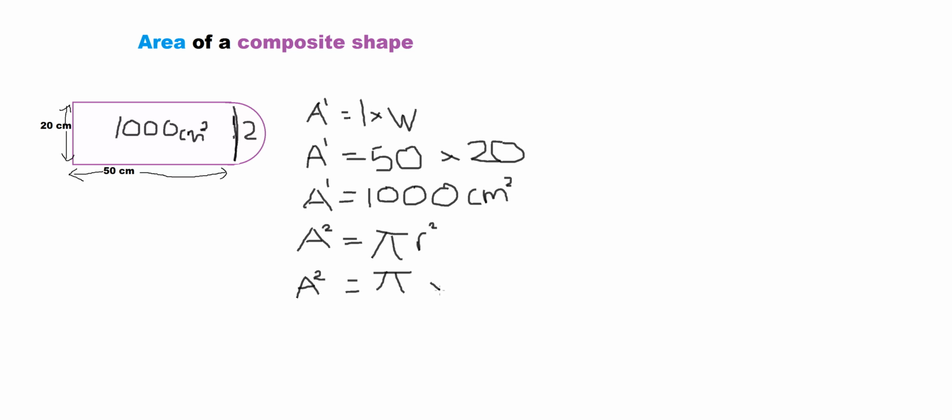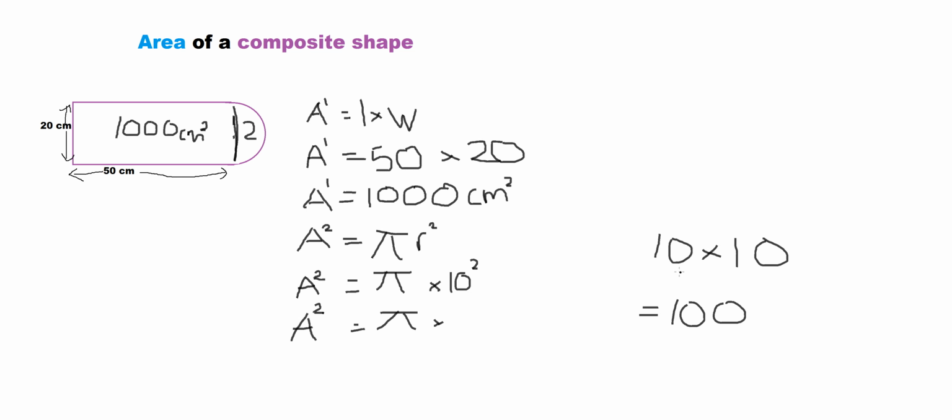So we're going to go area equals pi times 10 to the power of 2. Now remembering that the power of 2 means 10 times 10. So 10 times 10 equals 100, because we're just adding our zeros together. So 1 times 1 is 1, and then we just add the zeros. So it equals 100.